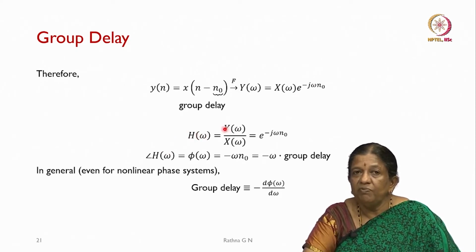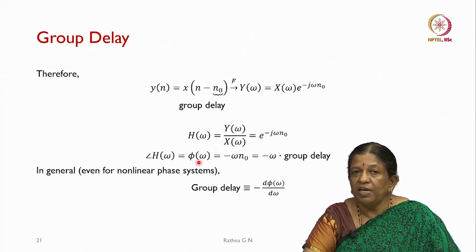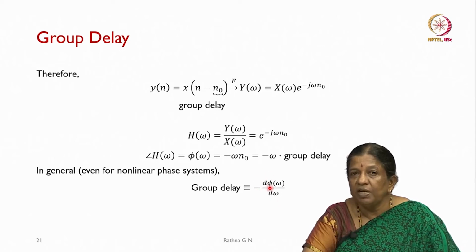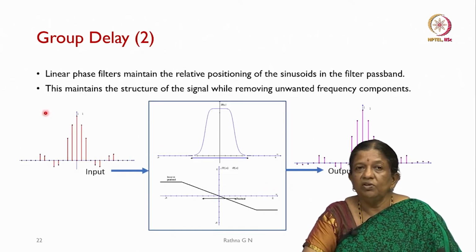So, h of omega will be y of omega by x of omega, which is given as e power minus j omega n naught, and the phase of it we call phi of omega, which is minus omega n naught. Because we know that n naught is the group delay, it is minus omega into group delay. In general, even for nonlinear phase systems, we consider group delay as the differentiation with respect to phase, that is, minus d by d omega of phi of omega, taking the negative part of it.